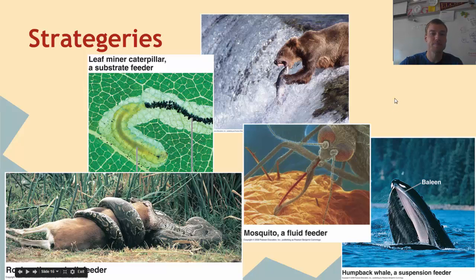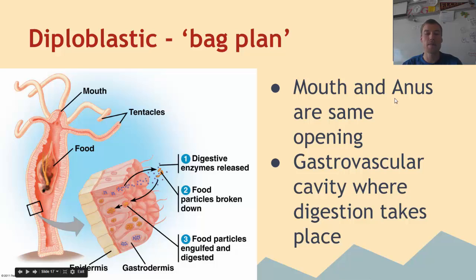Now, there are two basic body plans found in animals. You've got diploblastic animals, which have a bag plan. Basically, the mouth and the anus are the exact same opening. And so food is brought in through that one opening into what is known as the gastrovascular cavity. And in that cavity, digestion takes place. So digestive enzymes are released into the cavity, food is broken down, and then those food particles are going to be engulfed and then digested and spread throughout the different cells.